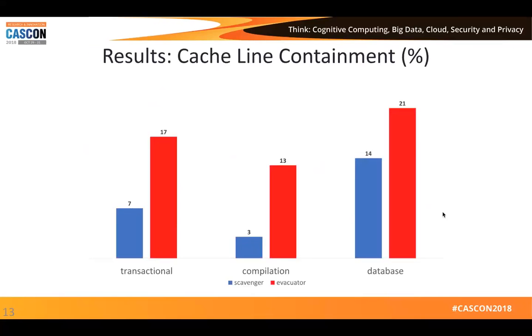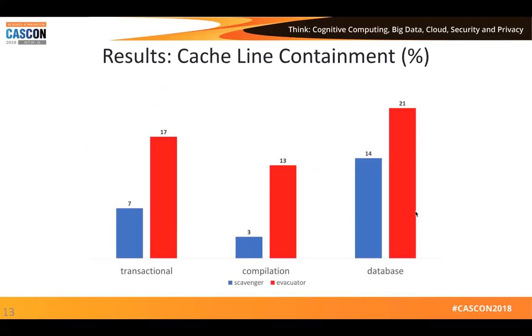And on PowerPC with 128 byte cache lines, on Z machines with 256 byte cache lines, it goes up even higher. So we're actually getting some benefit here in terms of cache line containment.